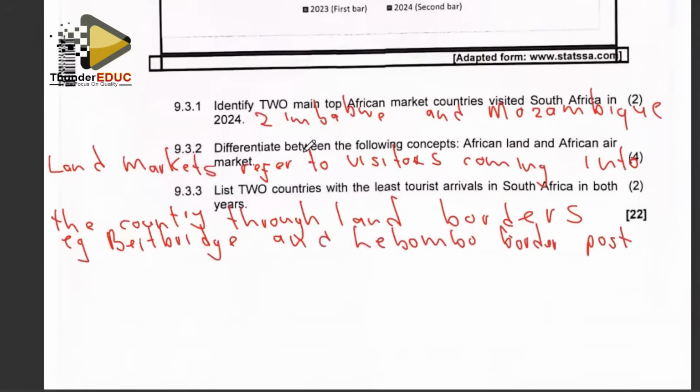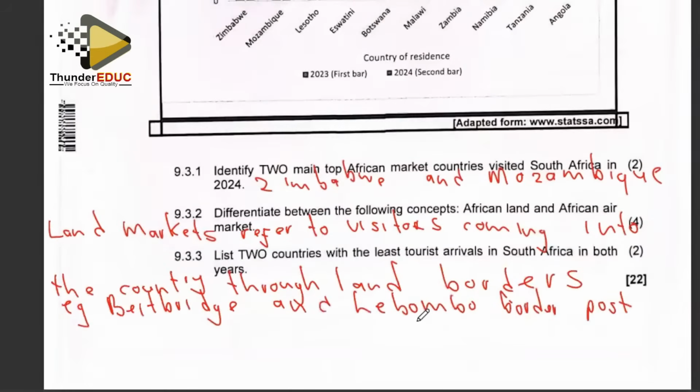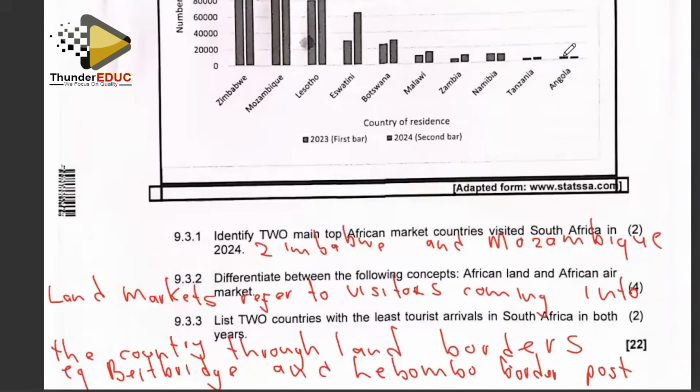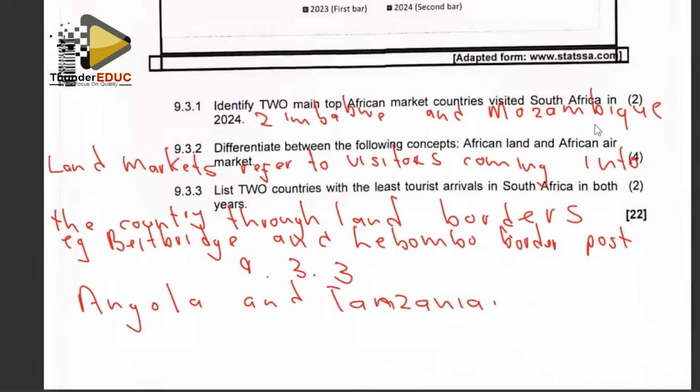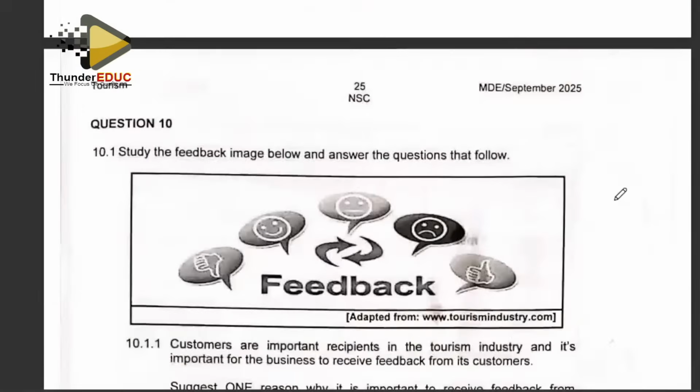Then in addition to that, we need to look at the two countries with the least tourist arrivals in South Africa. So basically you can see that that is Angola and Tanzania. So the countries with the least are Angola and Tanzania. They have fewer visitors. That is 9.3.3. Then moving on to question 10.